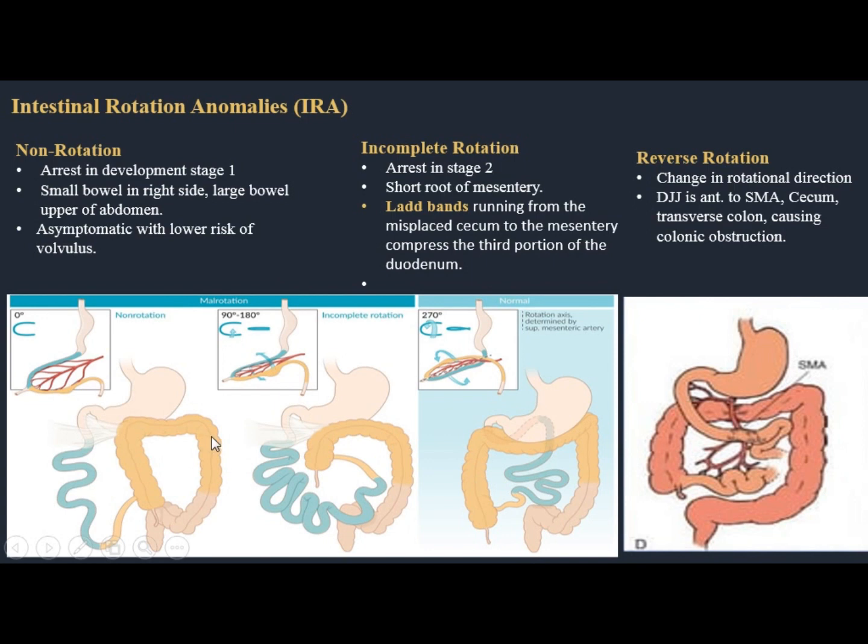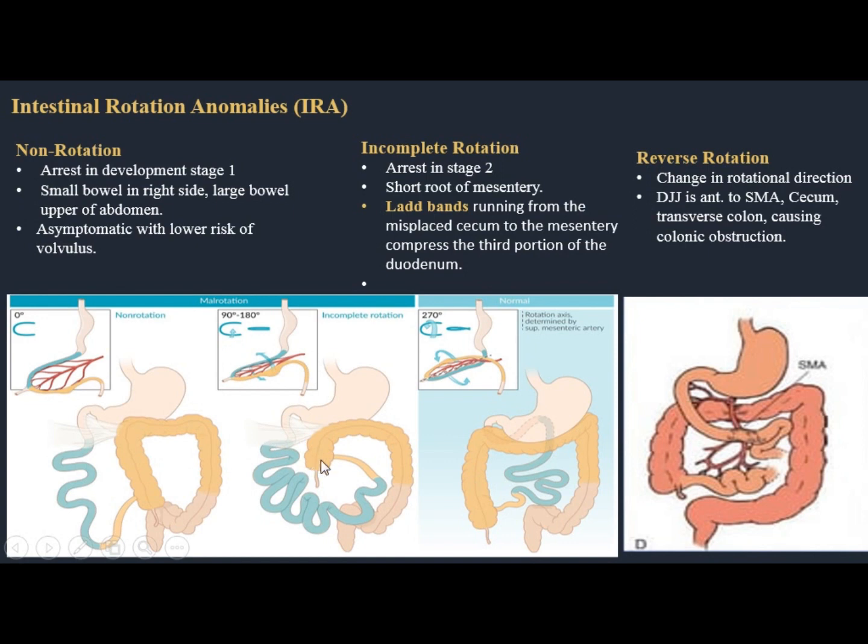While in incomplete rotation, as we see here, in stage 2 there is a short mesentery, so there is more chance for volvulus. As Dr. Leila talked about volvulus, we know that one of the risk factors of volvulus is a short mesentery, so it usually occurs in incomplete rotation. And here we have the Ladd band. The Ladd band is a fold of the peritoneum as well. It usually attaches the cecum to the peritoneum. At the site of the attachment, the structure posterior to it will be obstructed. So usually patients with incomplete rotation will have obstruction in the 3rd portion of the duodenum because of the Ladd band.